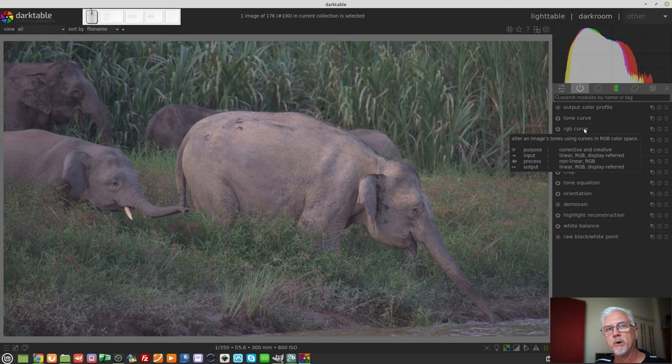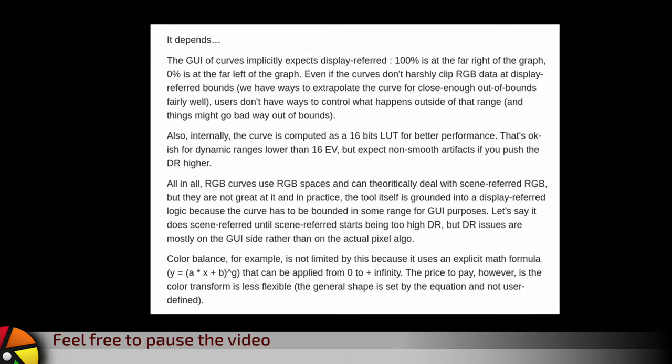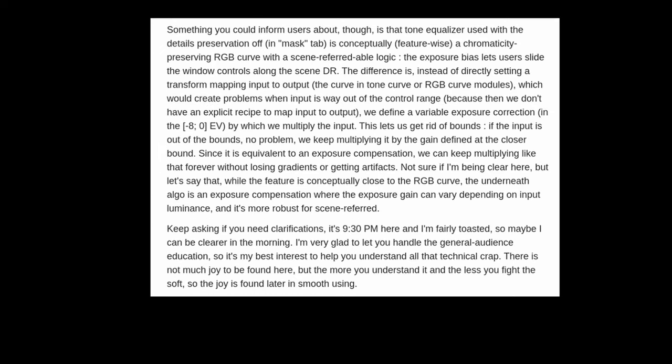All right, let's just have a quick read of Aurelian's email and then we'll push on. Okay, so you've read the first half, which was fairly technical. He then goes on to say, something you could inform the users about, though, is that the tone equalizer used with the details preservation turned off in the masks tab is conceptually a chromaticity preserving, in other words, won't mess up your colors, RGB curve with a scene referable logic. The exposure bias lets users slide the window controls along the scene's dynamic range.